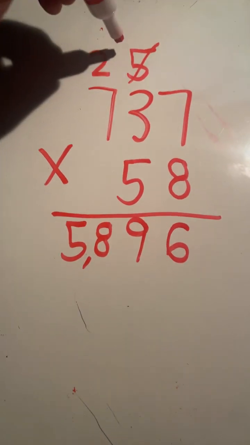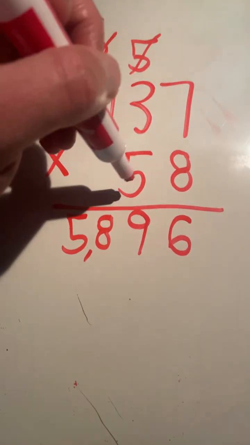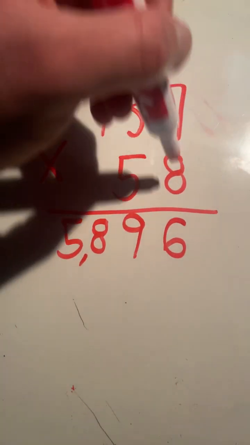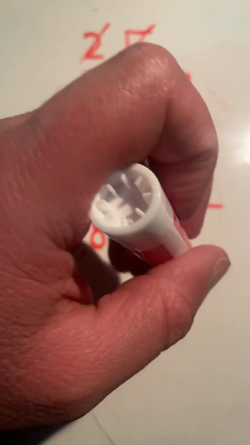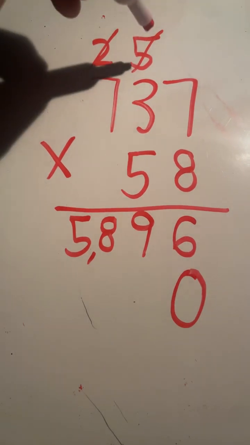So that's what we have so far. Now, our next step, we have to multiply the 3 top digits times the bottom digit in the tens place. Since both of the digits in the ones place have already been multiplied, we're putting a 0 in the ones place.